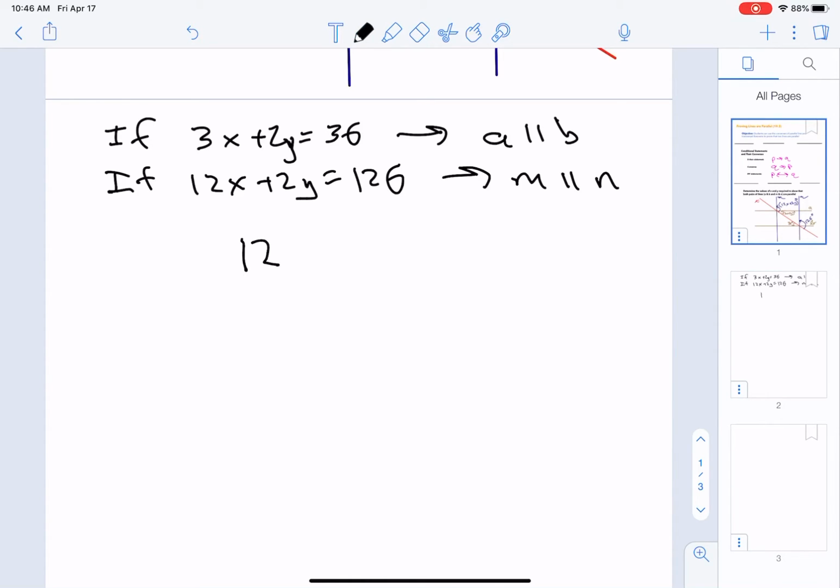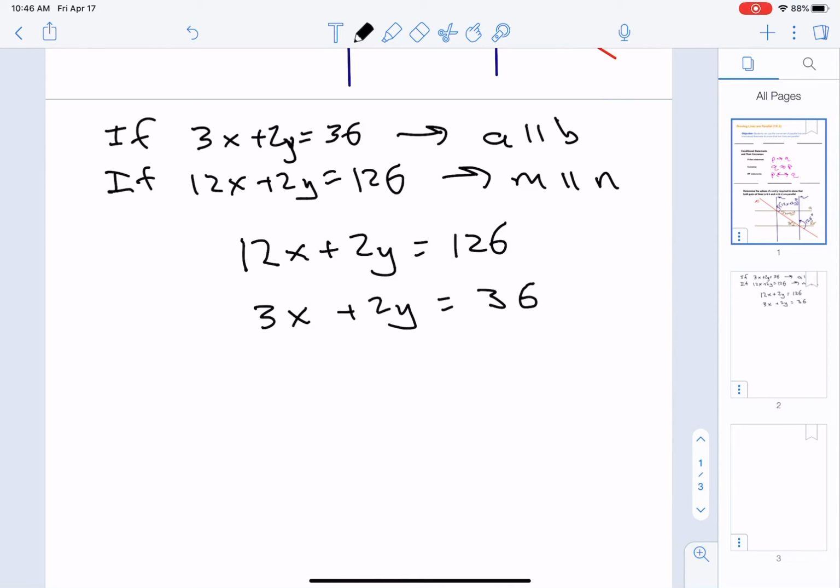I'm going to put 12x plus 2y equals 126. And then we have 3x plus 2y equals 36.